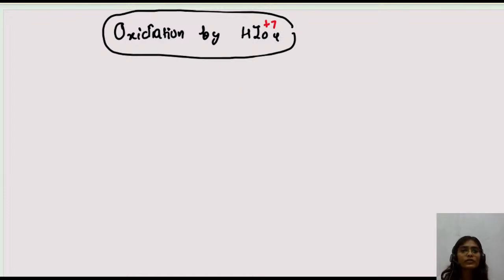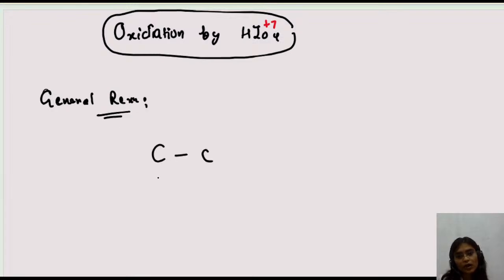Okay, so what is the general reaction? Generally, what we are going to use in this case are the diols. Which kind of diol, like geminal, vicinal, or allyl? That means this is the case, with HIO4.